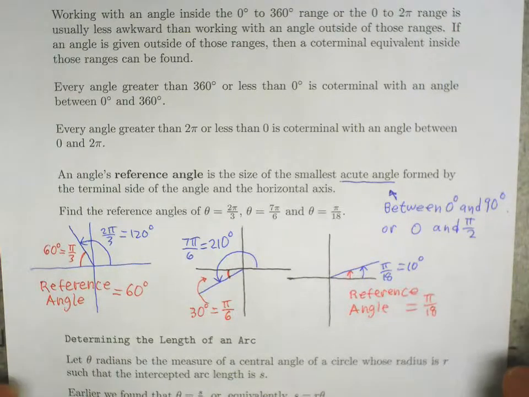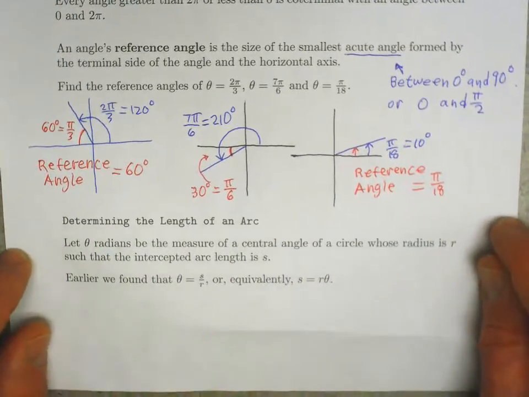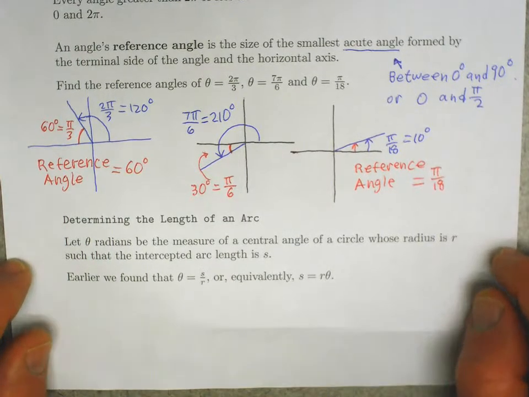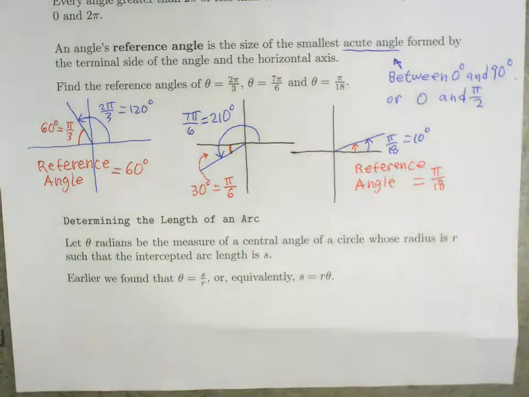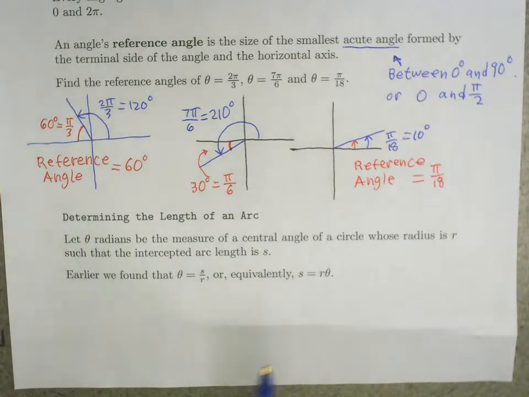Okay, the next topic, determining the length of an arc. Well, we've already discussed that, but here we encounter it again. So let theta radians be the measure of a central angle of a circle whose radius is r, such that the intercepted arc length is s. So earlier we found that the radian measure of the central angle is the arc length s divided by the radius r, or equivalently, the arc length s is equal to the radius r times the radian measure of the central angle.